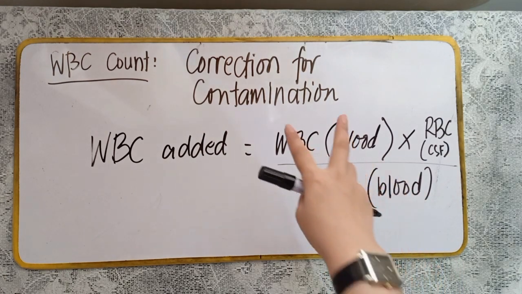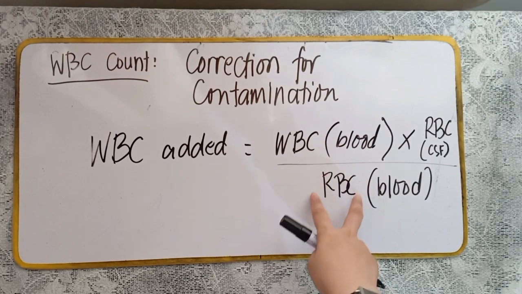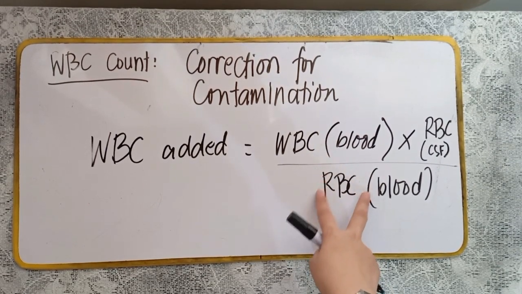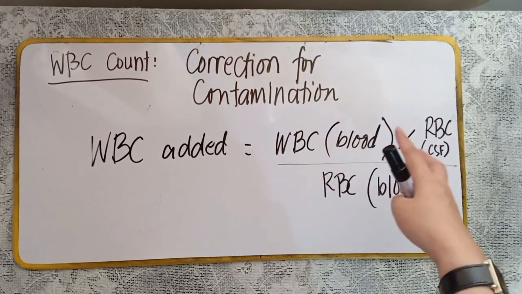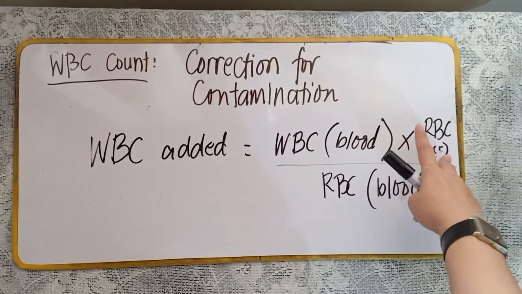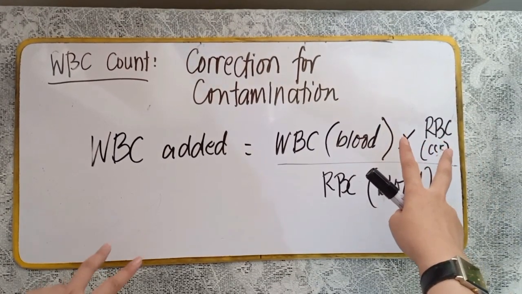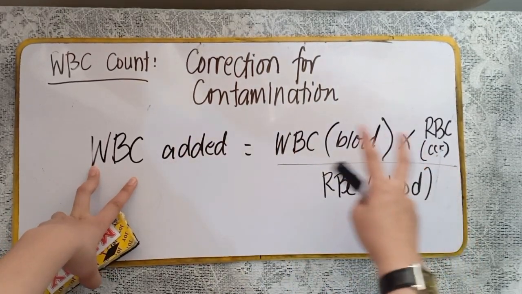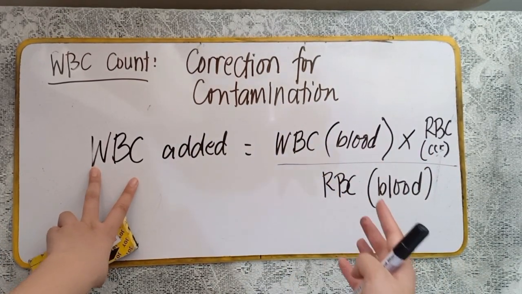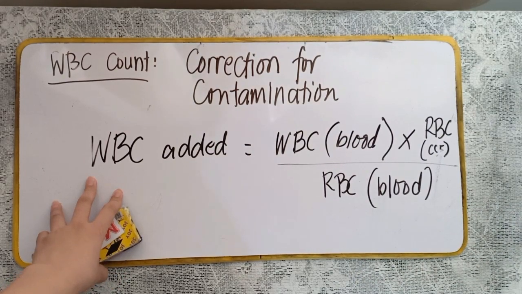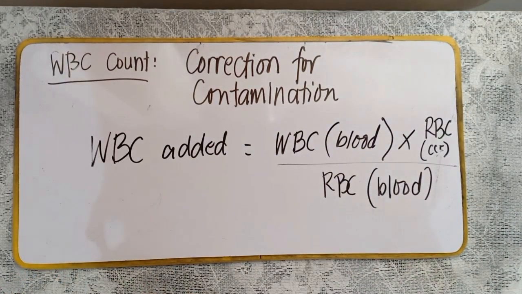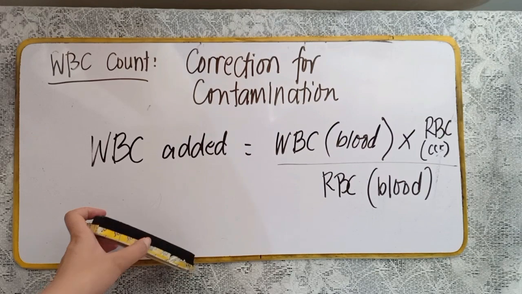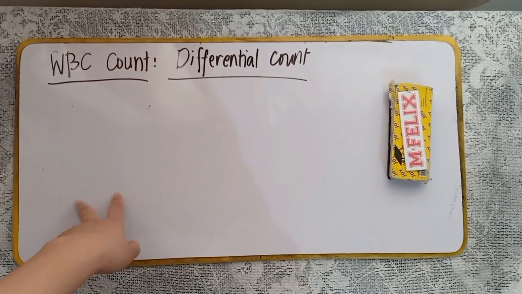So, by determining the ratio of the WBCs to RBC in the peripheral blood and comparing this to the ratio with the number of contaminating RBCs, the number of artificially added WBCs can be calculated by using this formula. Okay? So, yun lang, class. Now, let us go over with the differential count.